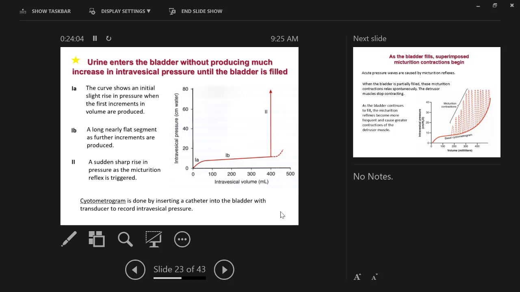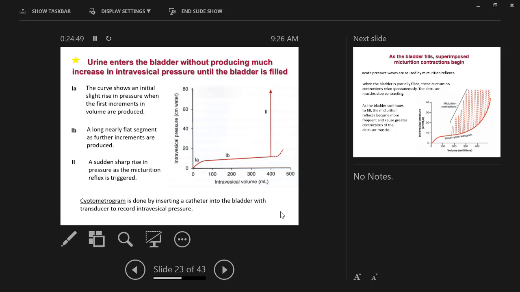So the first, 1A, means that the curve shows an initial slight rise in pressure when the first increments in volume are produced. But it gets flatter because the bladder is big enough to hold a lot of volume. So a long, nearly flat segment comes next. That is 1B. But once the bladder volume is about 300 to 400 milliliters, so if it reaches 400 milliliters or so, the pressure goes up all the way, and then triggers micturition.